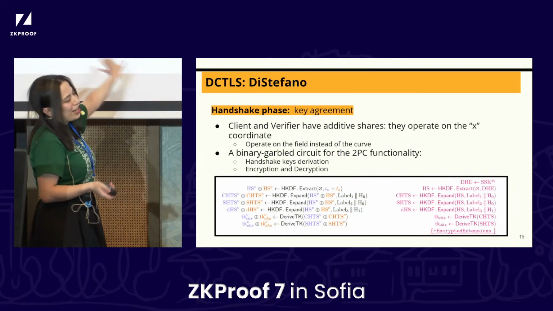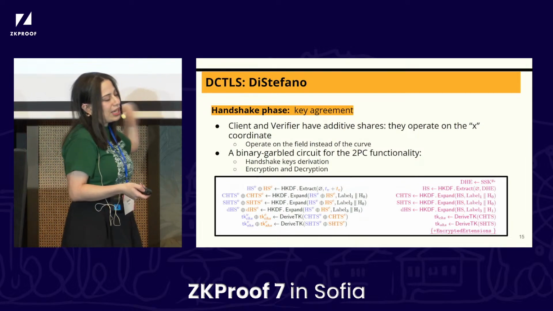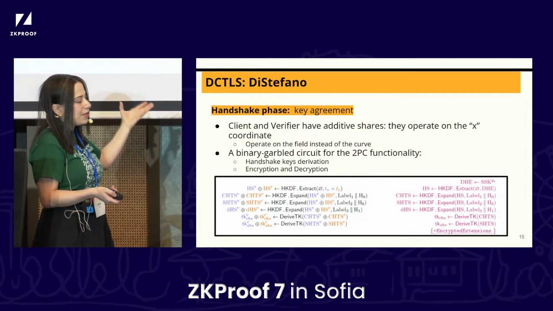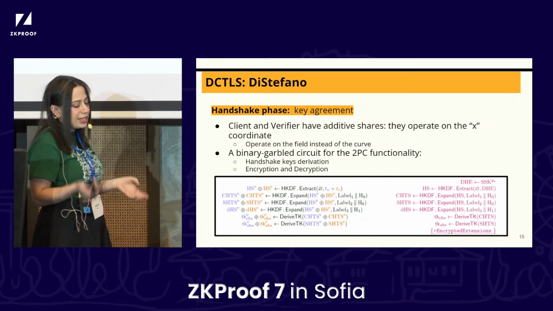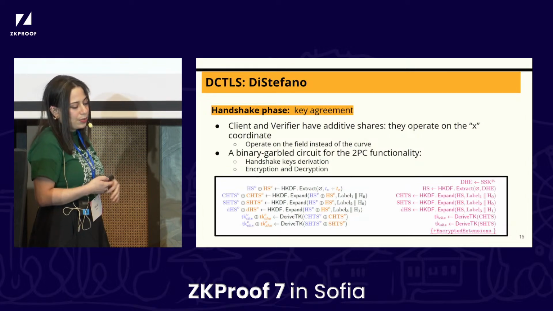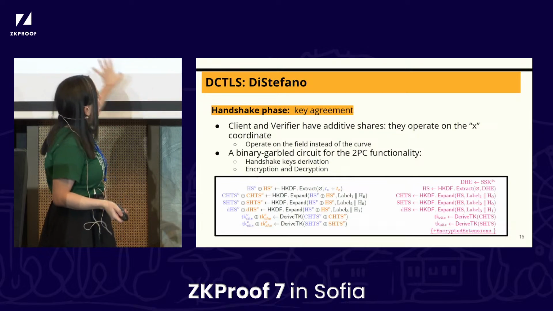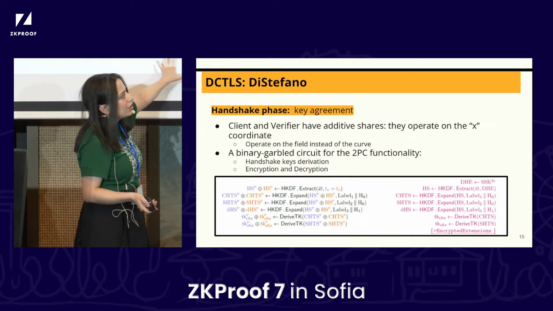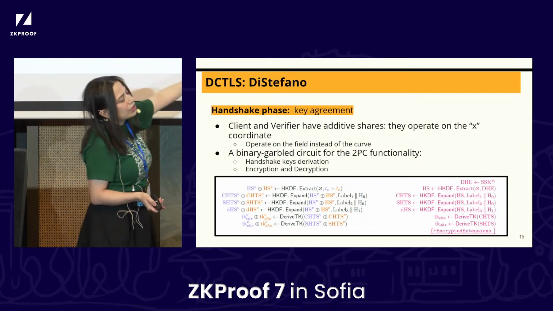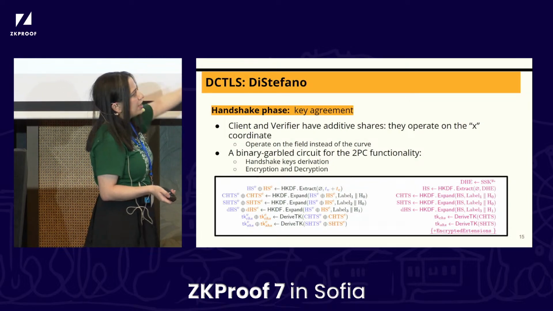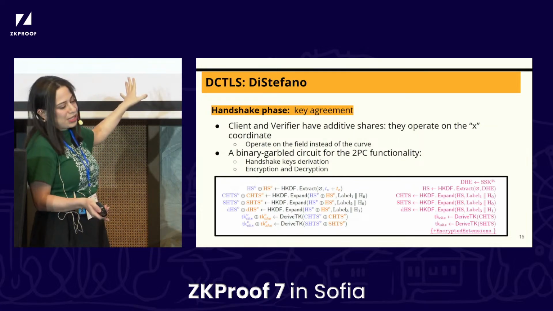Okay, and how do they perform all of these key derivations? Because neither of them has a full view of that key, they use a 2PC functionality. In general, they use a binary garbled circuit in order to derive all of these keys. So all of these operations that you see here in the general TLS 1.3 handshake happen only at the client, but here they happen in a 2PC form, as you see here, so neither the client nor the verifier has the full view of those specific keys.